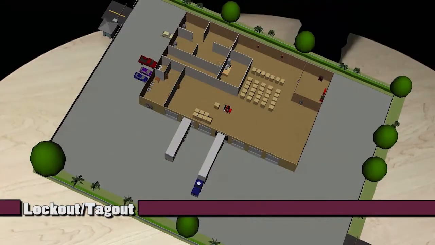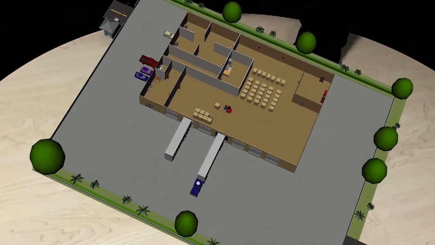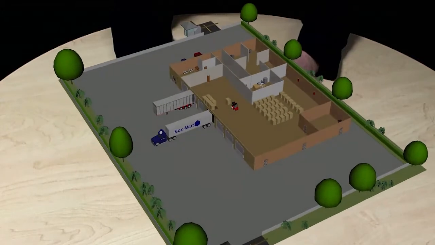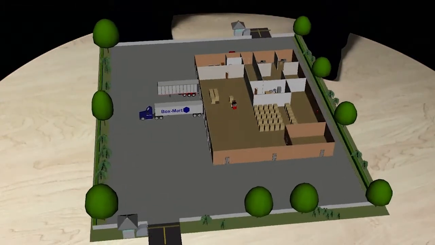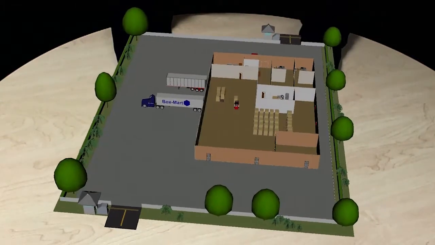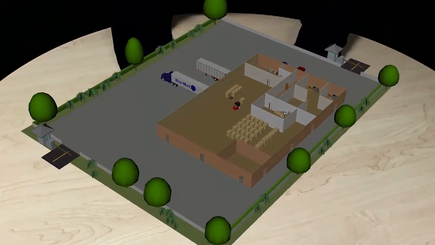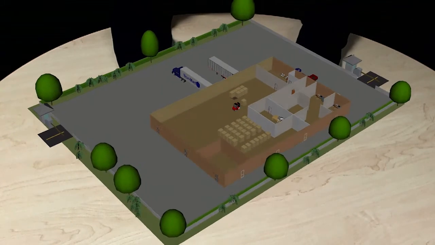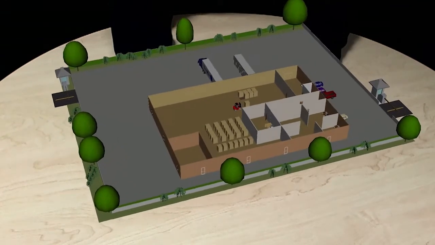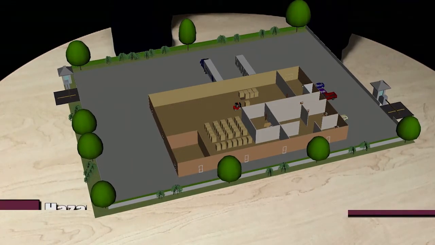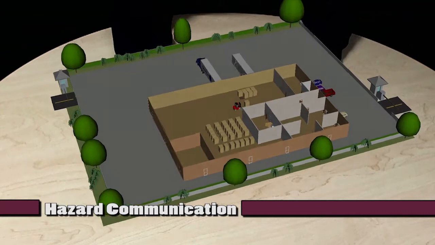Lockout tagout is another topic that's regulated. Similar to machine guarding, anywhere throughout the facility where maintenance employees may be working on equipment that they may need to turn off and control the energy, those things need to actually be locked out. So being able to identify those in the facility would be one of the key aspects of writing an audit program.